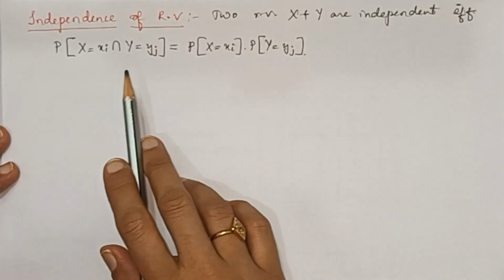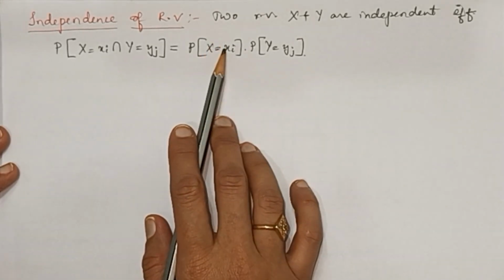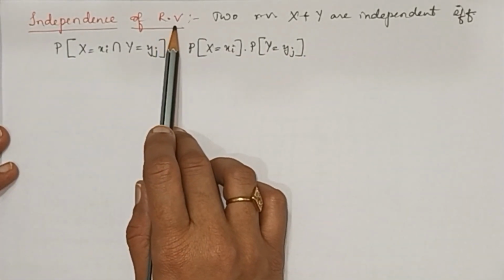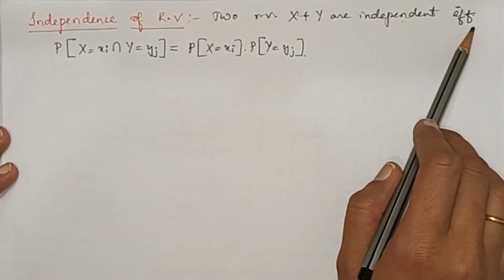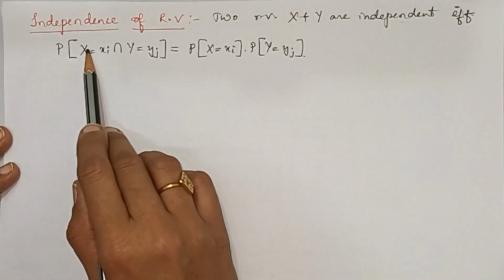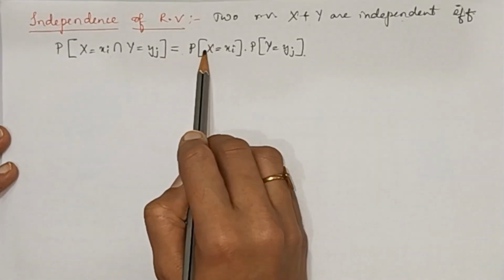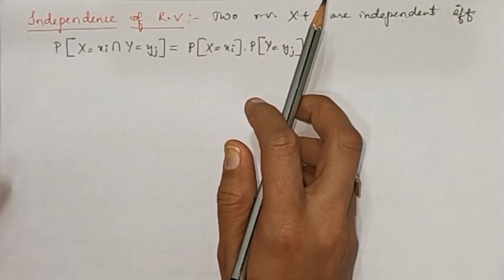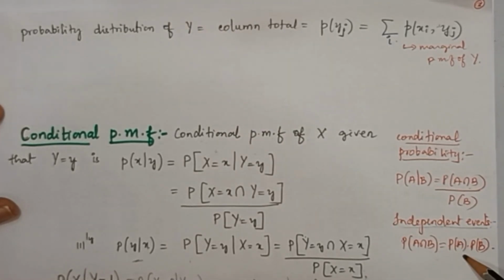Now why do we need to define this conditional probability distribution for a bivariate discrete random variable? That is to check the independence of random variables. Two random variables are independent if and only if p of x equal to xi intersection y equal to yj is equal to probability of x at xi into probability of y at the point yj. So we had in independent events p of a intersection b equal to p of a into p of b means the events are independent.